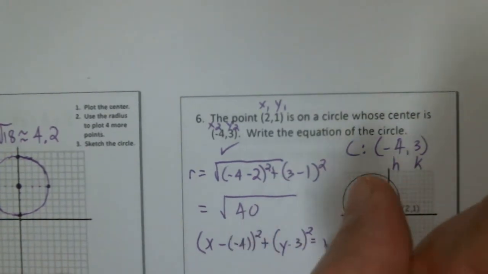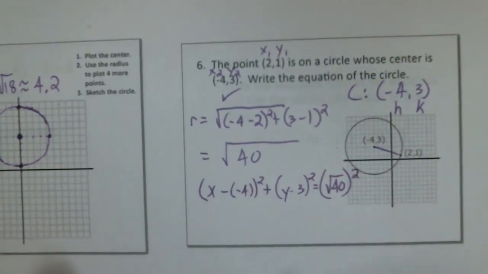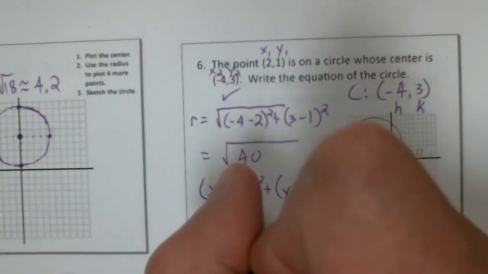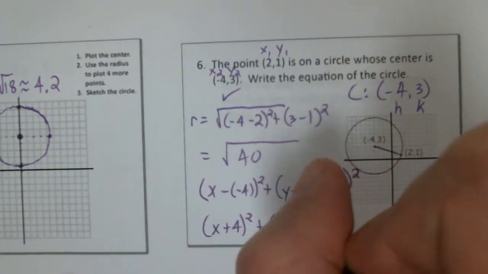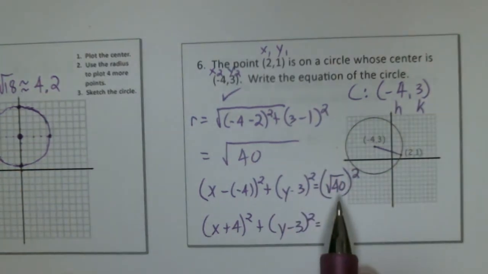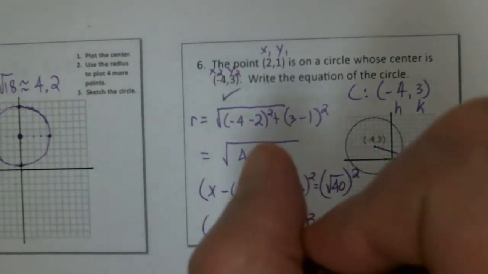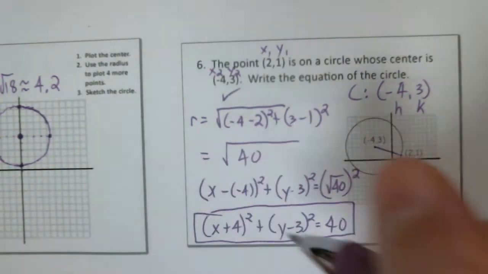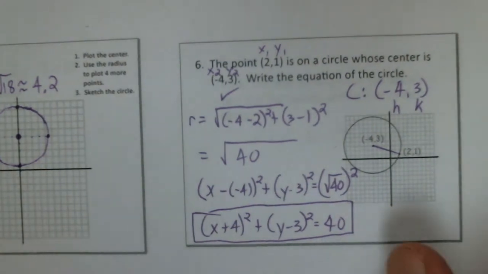The radius is the square root of 40, but I have to square that. So the double negative becomes a positive: x plus 4 squared, plus y minus 3 squared. When you square the square root of something, you just get itself, so you just get 40. There is the equation of my circle: x plus 4 squared plus y minus 3 squared equals 40.